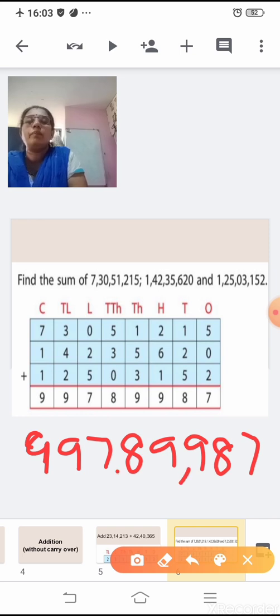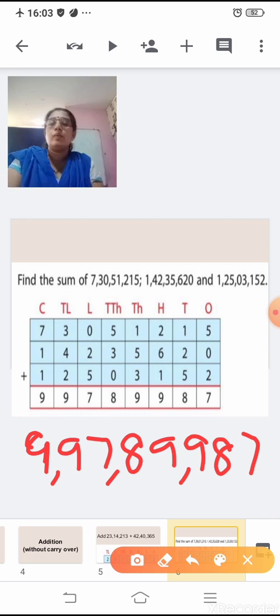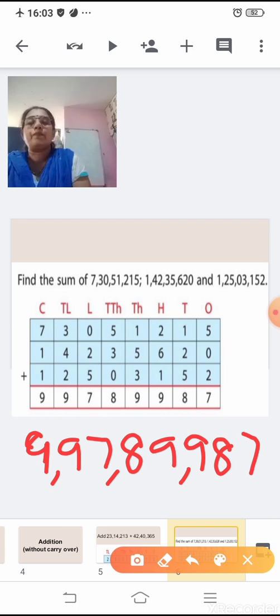You know already how to place the comma according to the Indian and international system. We have already learned. So you will read it as 9 crore 97 lakh 89,987. Okay, simultaneously read your answer.